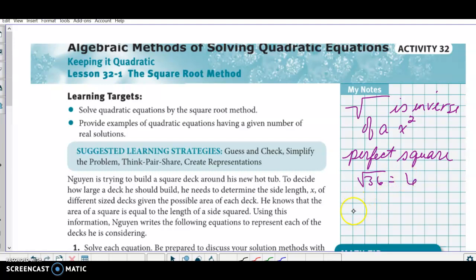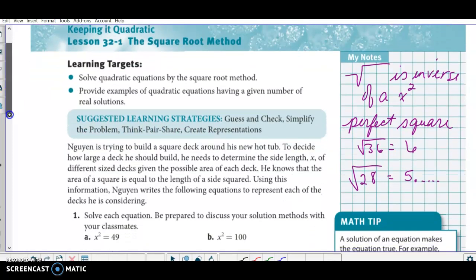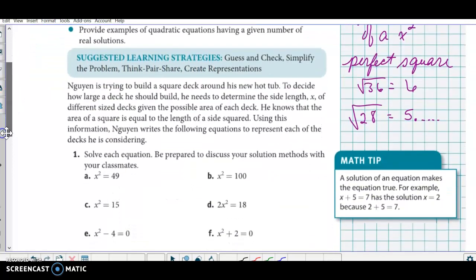If I took the square root of 36, I would get 6. Sometimes it's going to be a not perfect square. The square root of 28 is not going to be a perfect number. It's going to be 5 point something. So we're going to look at that today, using Win here.